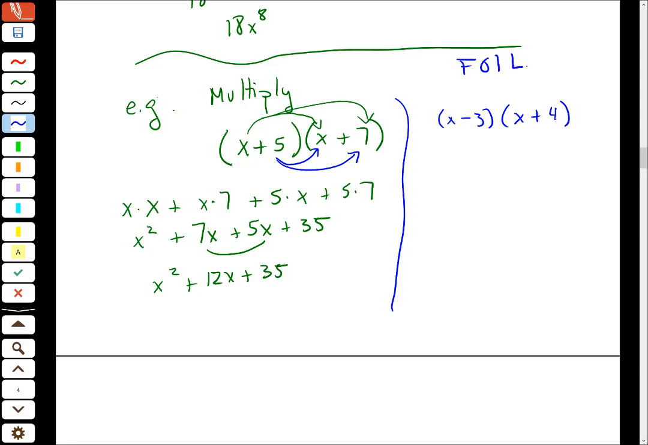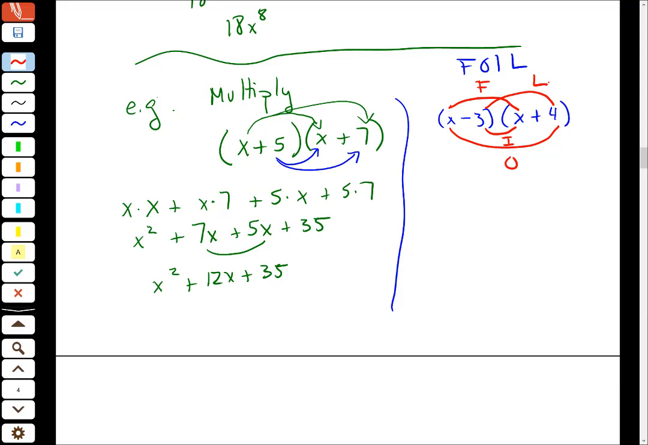FOIL: first, outer, inner, last, which will really do the same thing as distribution here. So the first are multiplying the two first terms together. Outer are these two outer terms. Inner is right here. And last are the two last terms. So you just do all those combinations and add them together.